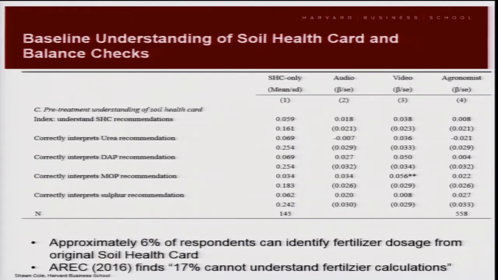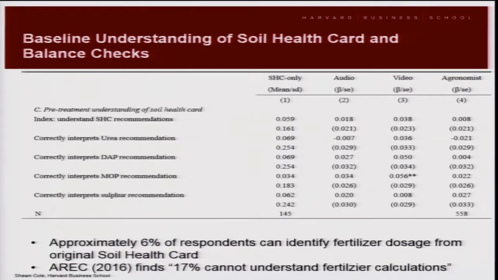Okay. So the first was just a baseline understanding. We give them the government soil health card in Gujarati, and we say, how much urea, DAP, or MOP should you plant? And the farmer could answer in any unit they wanted. They could say per square kilometer. They could say per hectare, per biga. Most answered in biga, and most got it wrong.